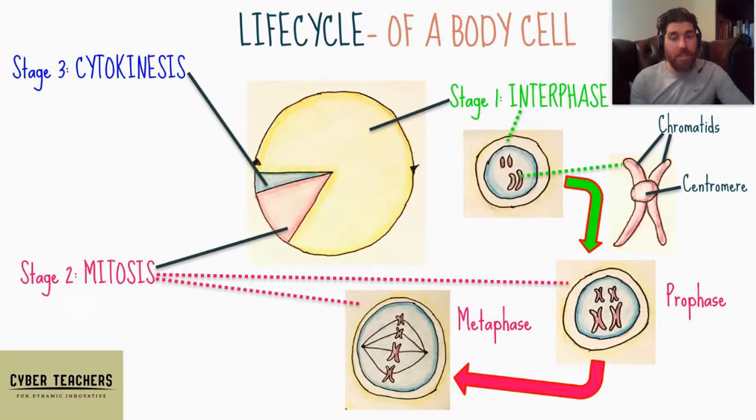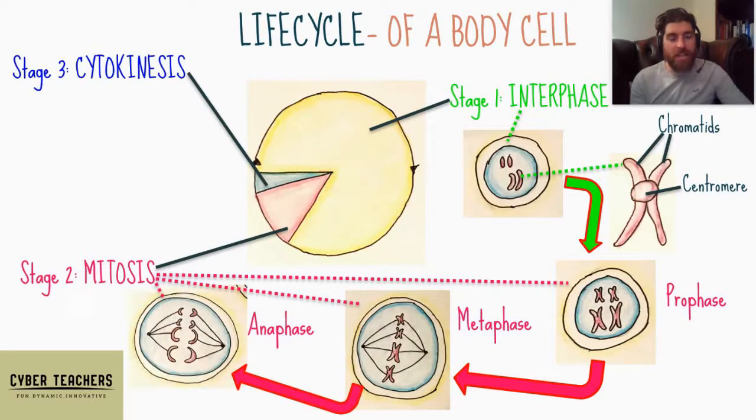Next stage is metaphase, and that's where these spindle fibers, as you can see by the black lines, have grabbed hold of these chromosomes by the centromere and line them up down the equator of the cell. And as they move into anaphase, these chromatids are pulled apart to the poles of the cell.